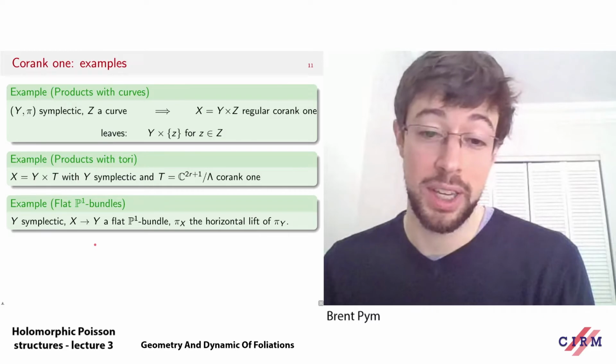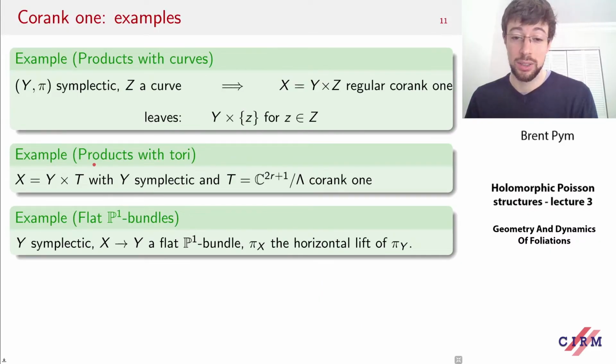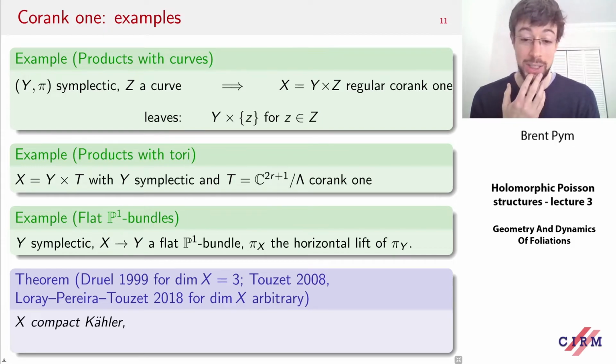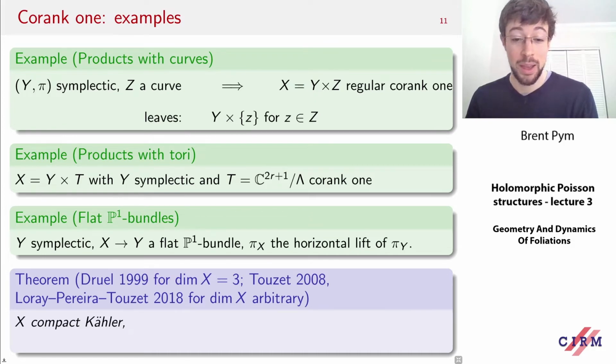And if you like, you could think that actually the second example and the third example are somehow very close to the first example. If I would allow myself to consider symplectic manifolds and curves which were not compact, then I could get these other examples by taking a product with a curve in this way and then taking a quotient by the action of a discrete group. And the amazing fact, which is due to several people, all of whom are speakers or organizers of this very nice event, says the following. So let's suppose that we have a compact Kähler manifold.